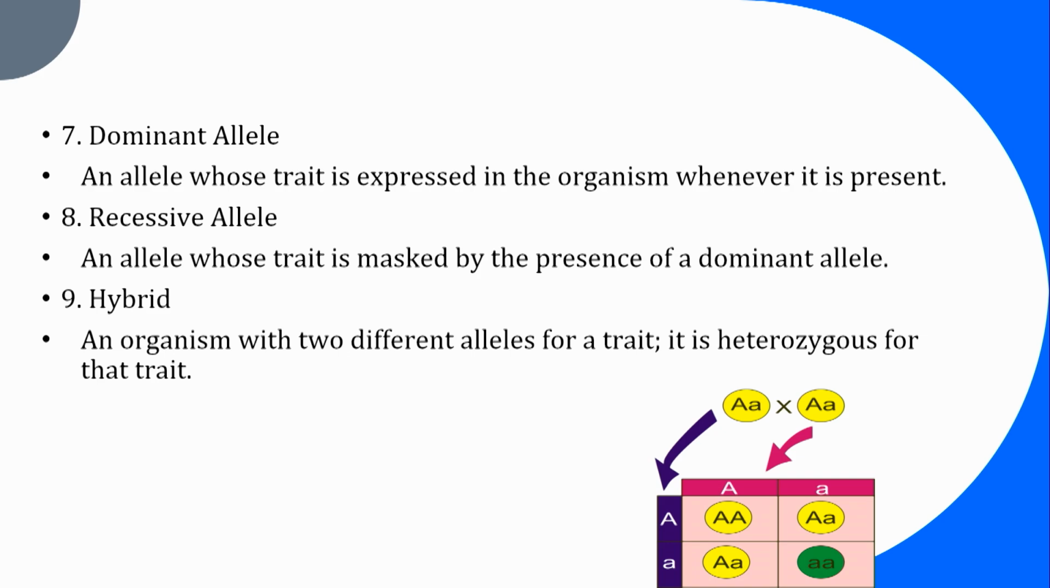Okay? Number 9 is a hybrid. A hybrid, kind of think of this as like the opposite of a purebred. A hybrid is an organism with 2 different alleles for a trait. It is heterozygous for that trait. So again, if you look at that Punnett square in the bottom right, the ones at the bottom left corner and the top right corner, the ones that have a capital letter and a lowercase letter, we would call those hybrids, okay?